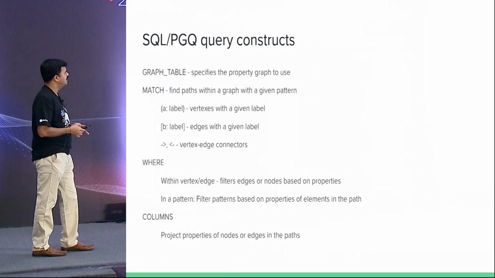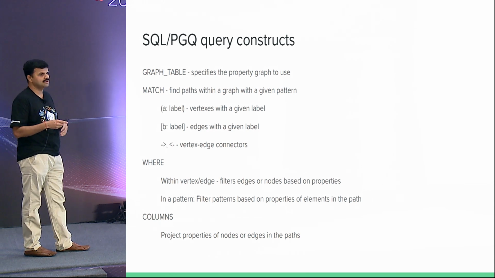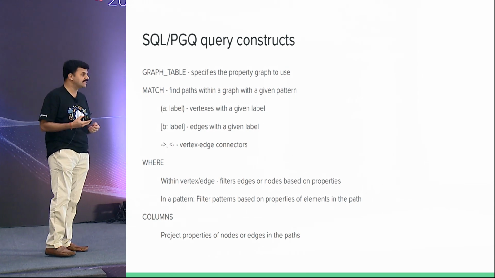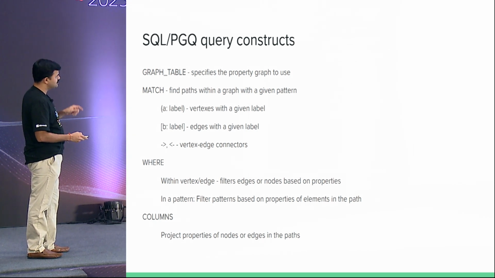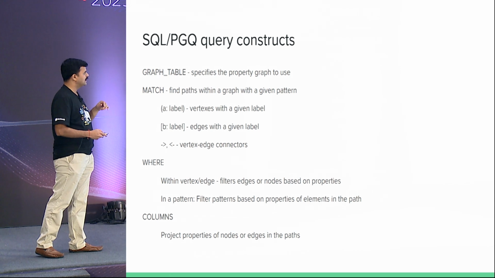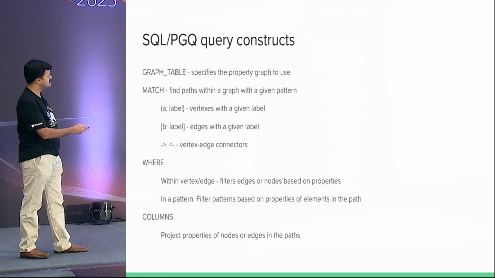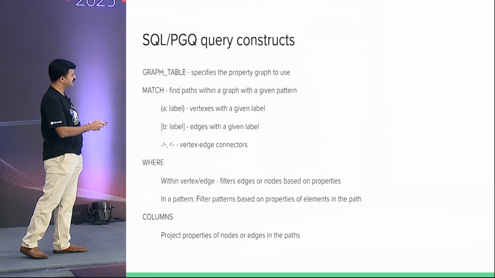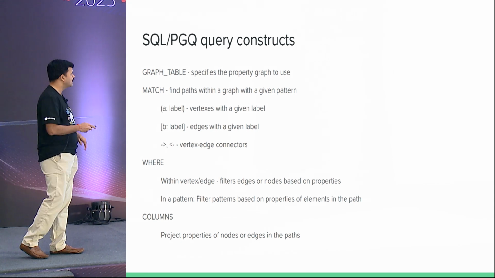pattern. Where clause we are all familiar with, which is a clause to filter the data. In this case, the where clause can be placed at two places, one with each of the vertex and edge to filter within each vertex and edge pattern, like this. This is vertex pattern, this is edge pattern. Inside that you can put a where clause which will filter the edges or nodes of that particular type.